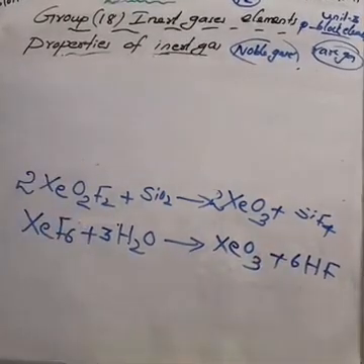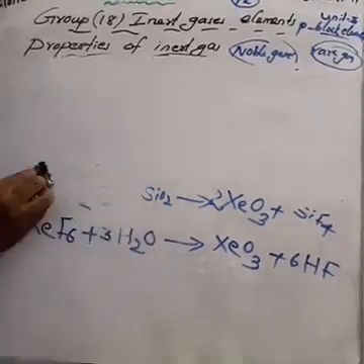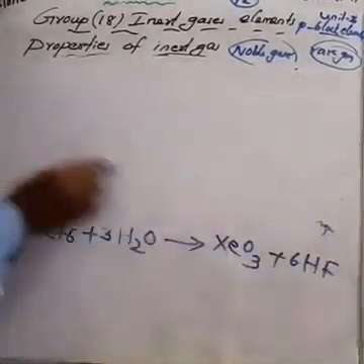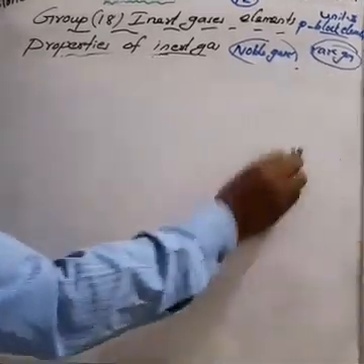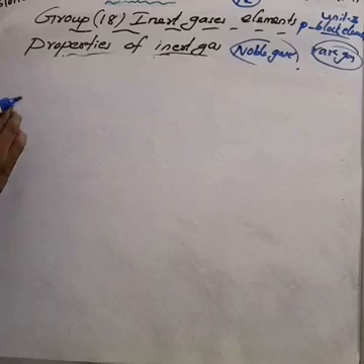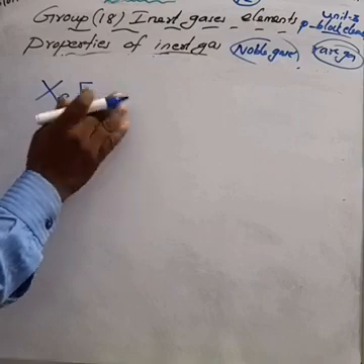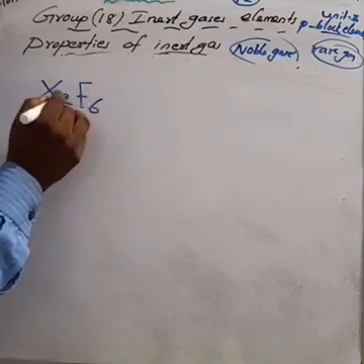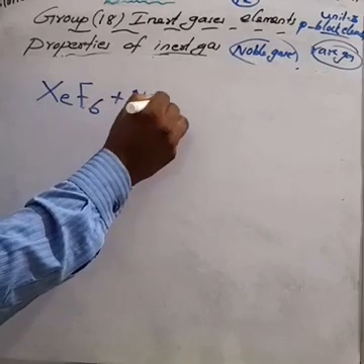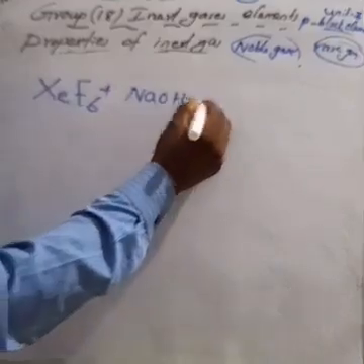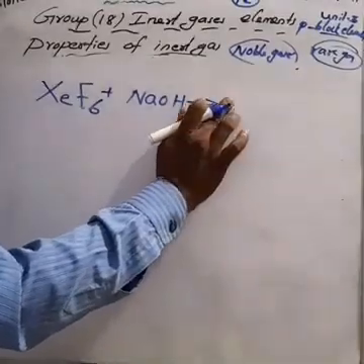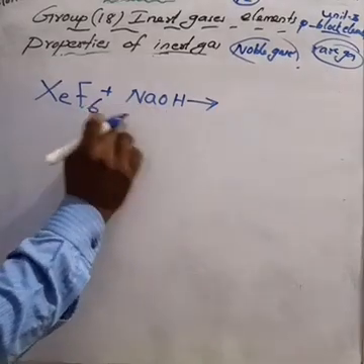Next, one of the important questions. What happens when xenon hexafluoride reacts with sodium hydroxide? So we have to write the equation. Xenon hexafluoride, that is XeF6, reacts with sodium hydroxide, that is NaOH, we get sodium perxenate.